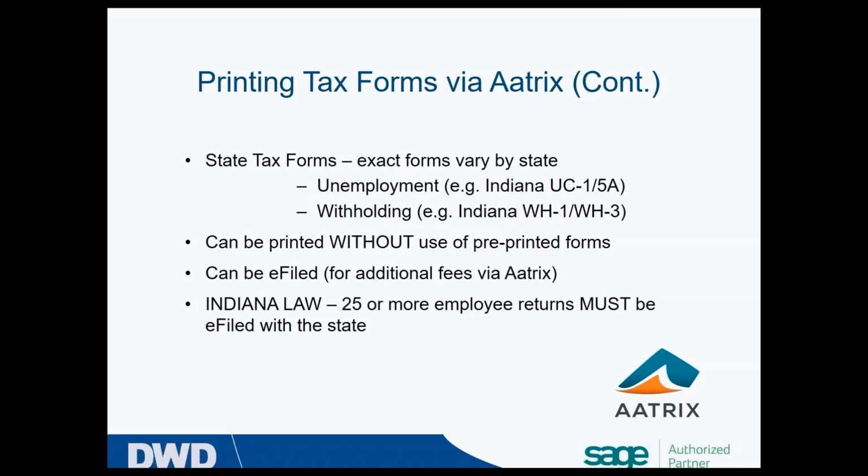State tax forms. I'm going to just use Indiana as an example because that's what I'm most familiar with, but we can do our unemployment form, the UC-1-5A. We can do our withholding forms, the WH-1. The WH-3 actually comes as part of the W-2 processing, so we can get that if you've got Ohio employees or Michigan employees or Illinois employees. Those particular states can also be facilitated as well.